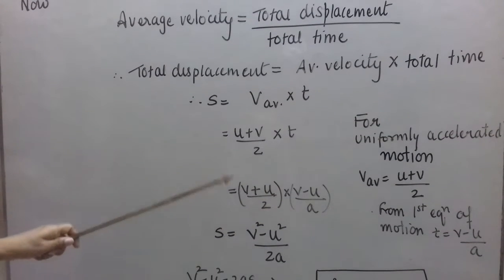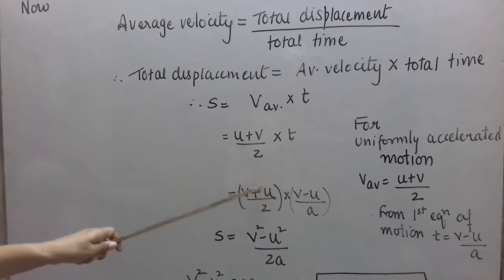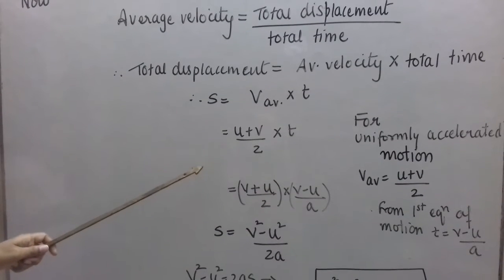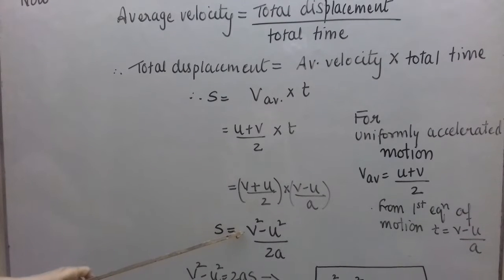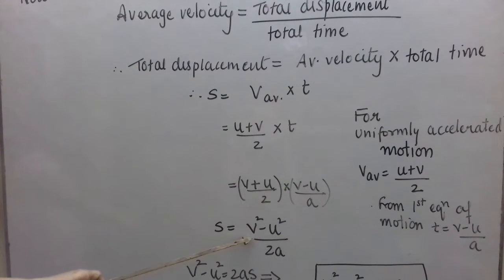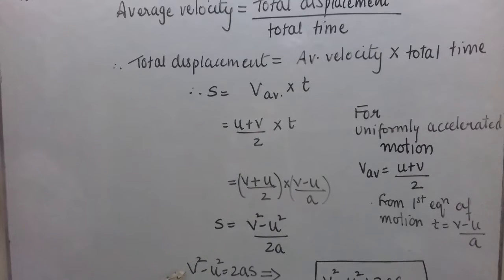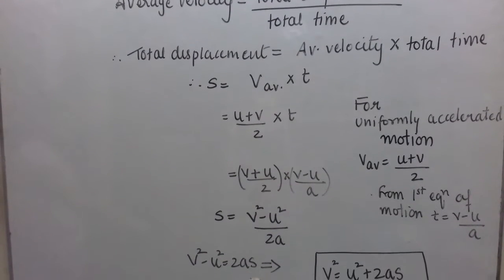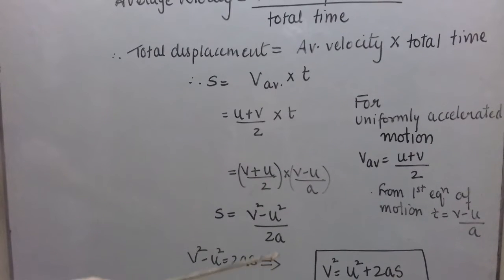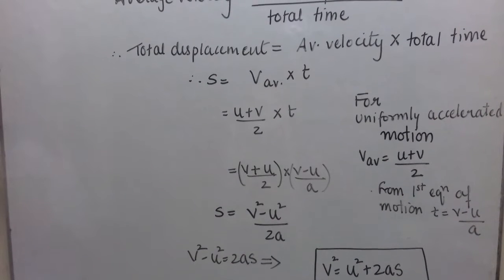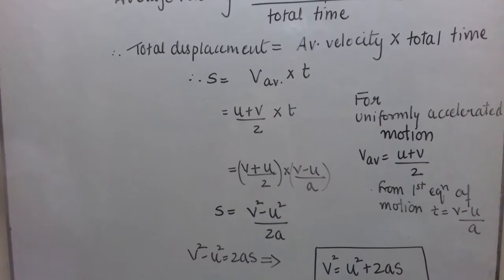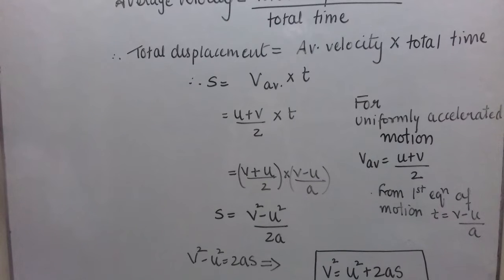Now here a plus b into a minus b can be written as a square minus b square, and hence I can write s is equal to v square minus u square divided by 2a. Thus v square minus u square is 2as, and thus finally v square is u square plus 2as. This is our third equation of motion. Hope you have understood the derivation of three equations of motion by analytical method.